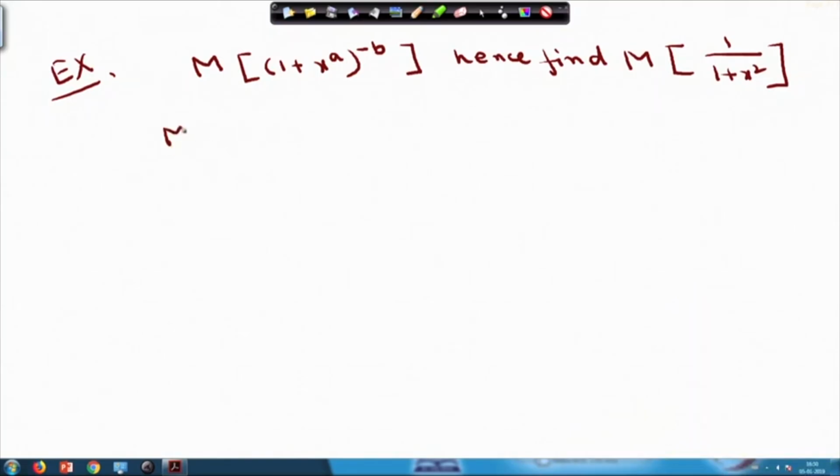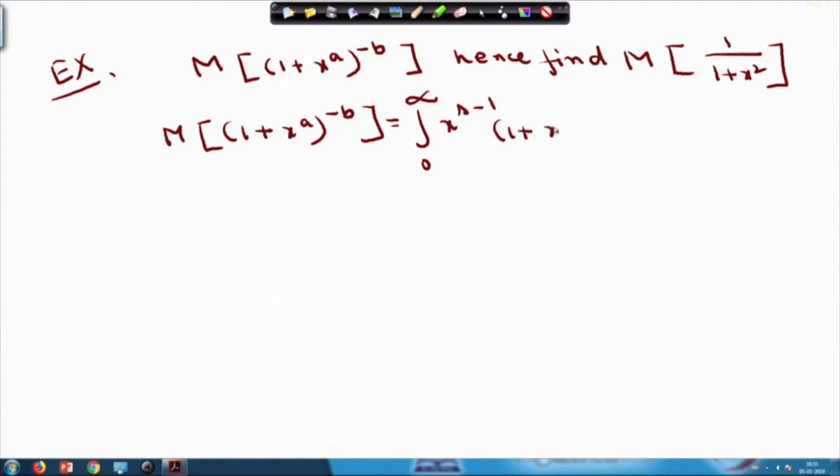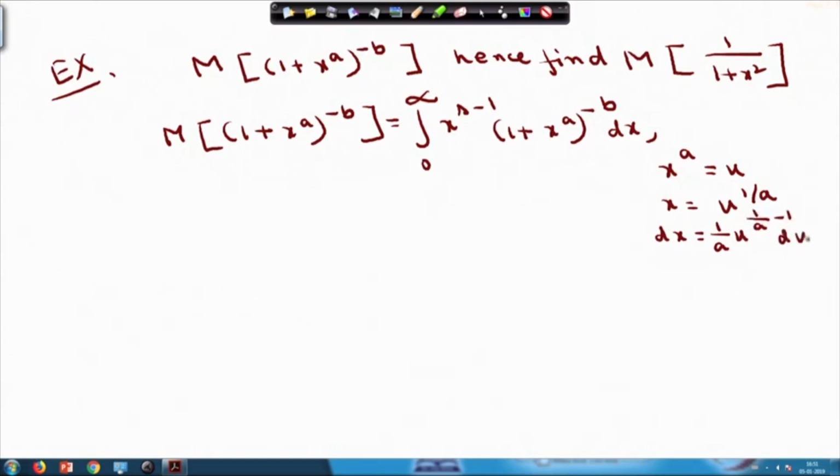So, the Mellin transform of (1 plus x to the power a) to the power minus b. From the definition I can write this as the integral from 0 to infinity of x to the power s minus 1 into (1 plus x to the power a) to the power minus b into dx. Let us make a substitution, say x to the power a equals u. So, x is u to the power 1 by a, and dx is equal to 1 by a u to the power 1 by a minus 1 into du.